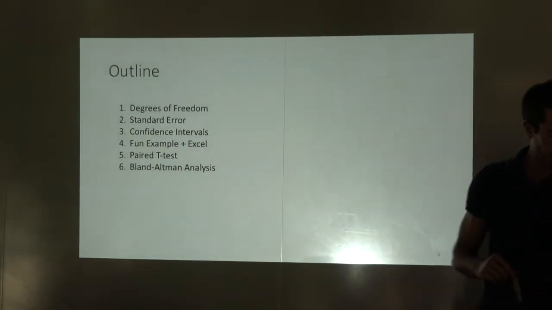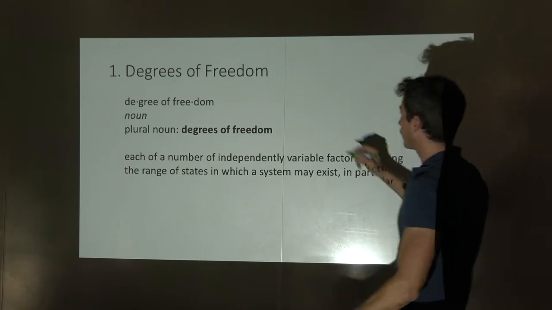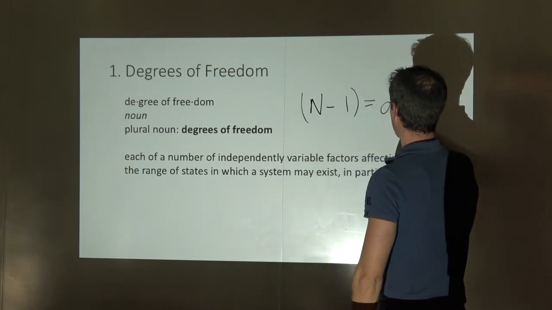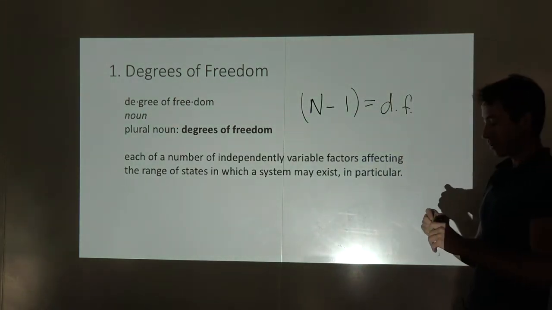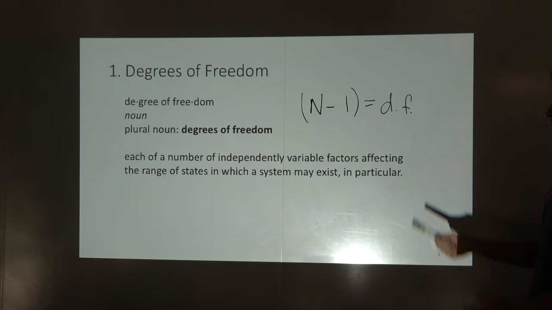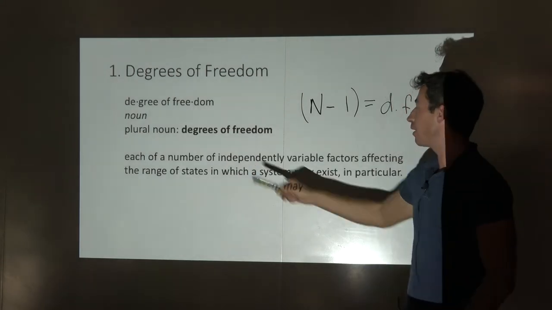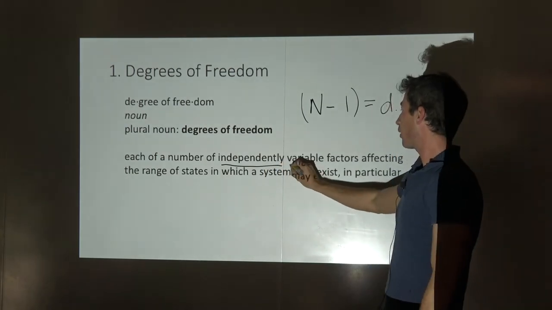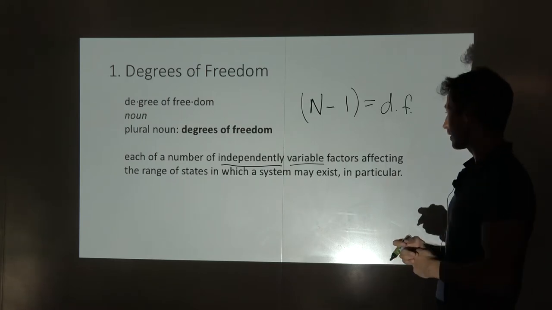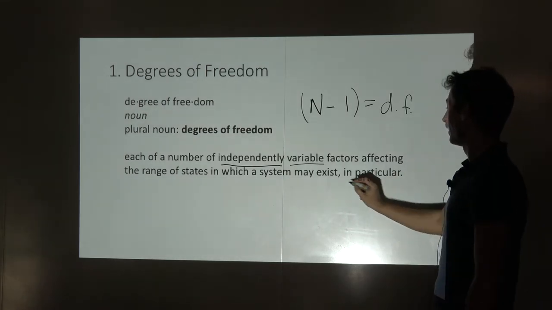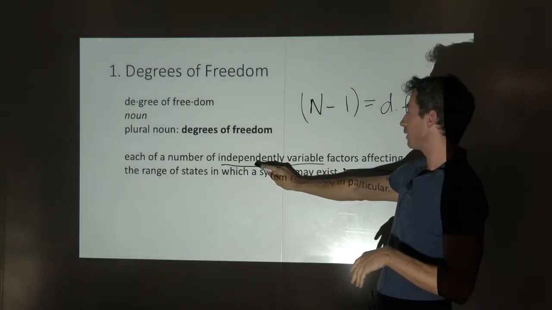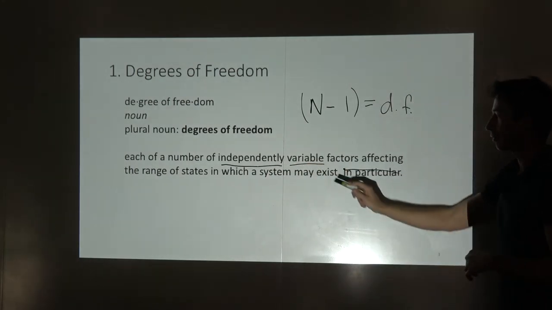Okay, so degrees of freedom. So last time I just kind of told you that it's the number of observations minus one equals the degrees of freedom. And so that wasn't very satisfying to some of you, and I understand it wasn't very satisfying to me either. So I looked up the definition. Each of a number of independently variable factors affecting the range of states in which a system may exist, in particular. Okay? We could probably do without this. But the key words here are independently and variable that affect a system.